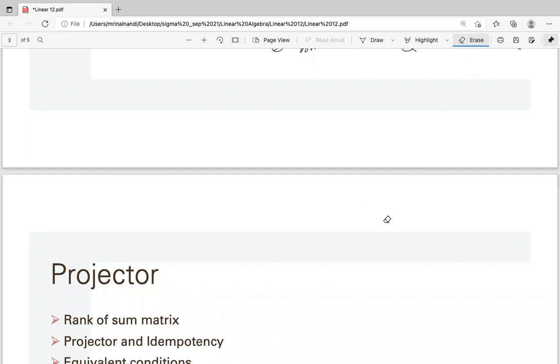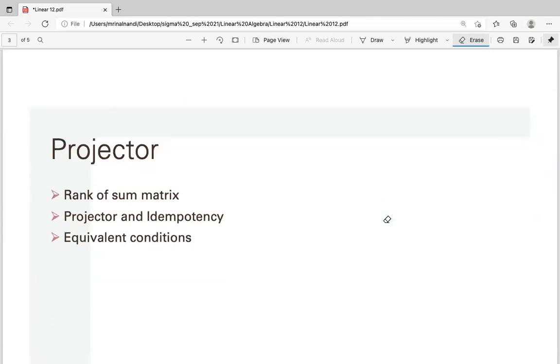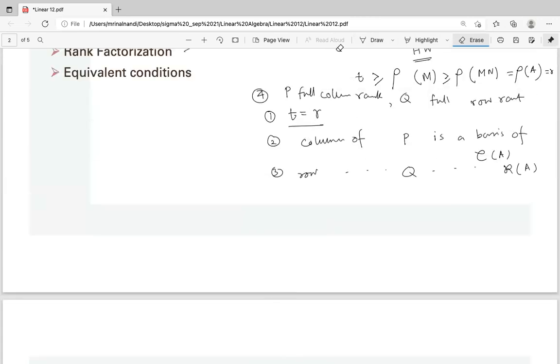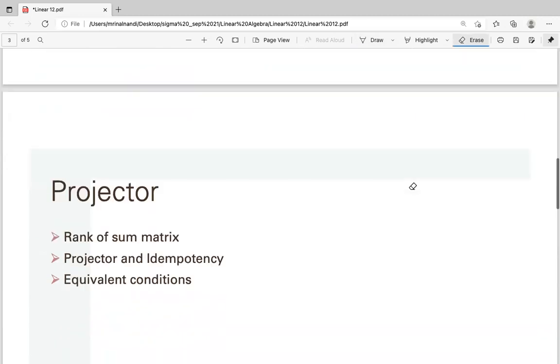And next, the projector. One more thing: if it is a rank factorization, then one more condition holds, that the null space of Q is the same as the null space of A. The column space of P is the same as the column space of A, the row space of Q is the same as the row space of A, and the null space of Q is the same as the null space of A. These hold if A equals PQ is the rank factorization. One more result.